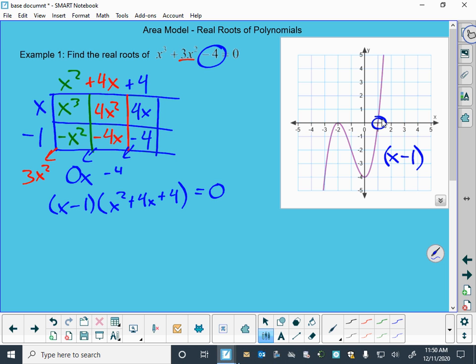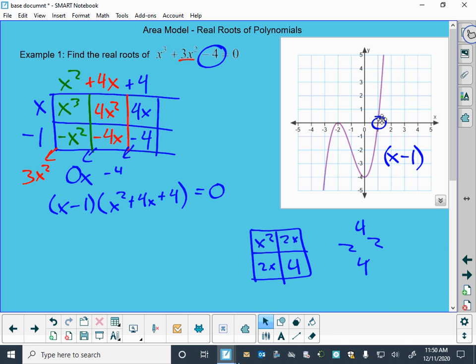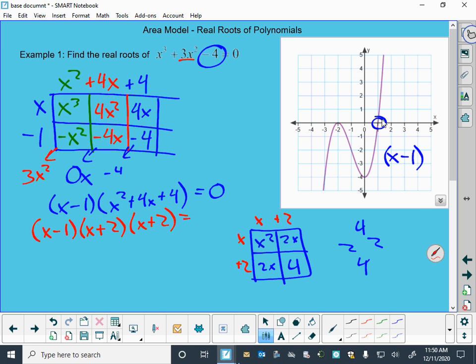And so we can factor this part. Again, we've got it down to quadratic. So once it's quadratic, then we have better tools that we can use. We're looking for numbers that multiply together to give us 4 and add together to give us 4. That must be a 2 and a 2. And so this would be an x and a plus 2 and a plus 2. So this becomes x minus 1 times x plus 2 times x plus 2 equals 0.